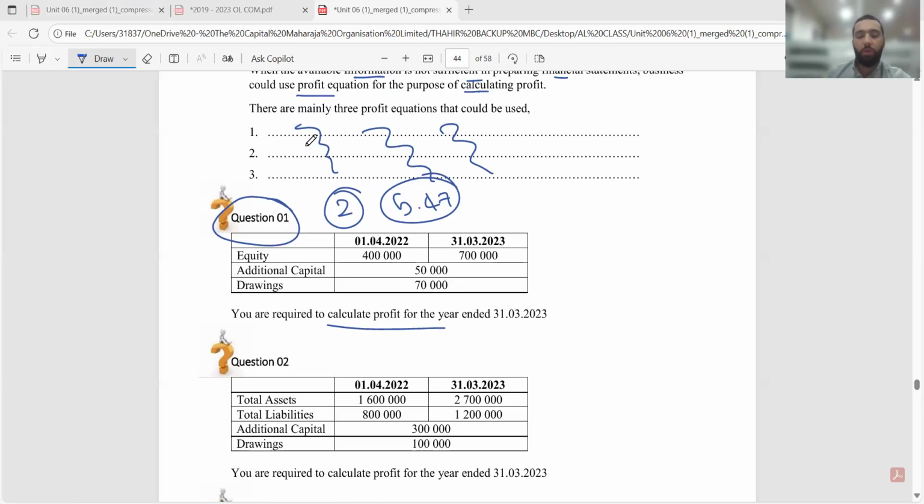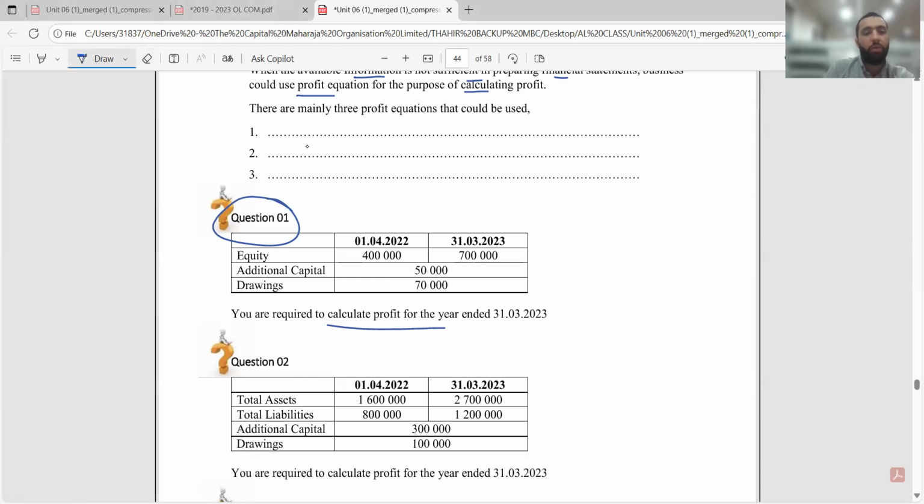Okay, students, were you all able to calculate the profit? Were you able to do that? First of all, this is the first formula: E1 minus E0 plus drawings minus additional capital. So this is the first formula. Write down these formulas.